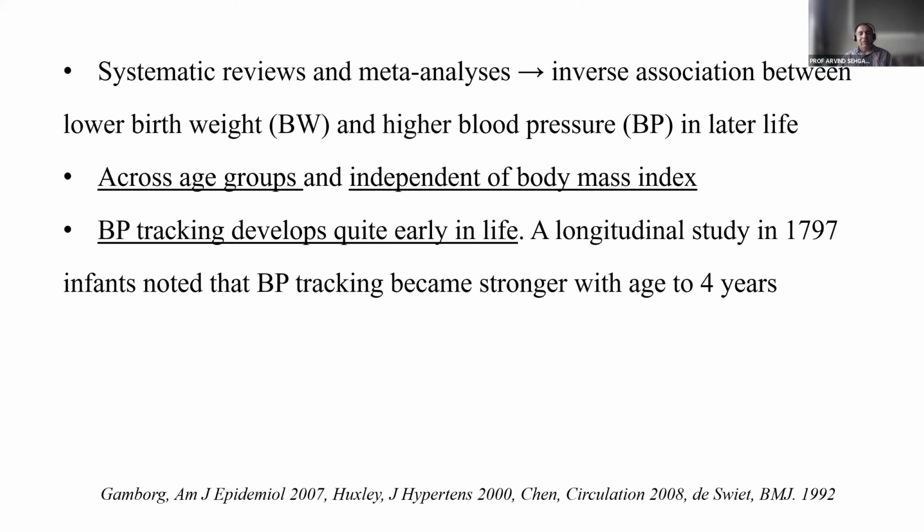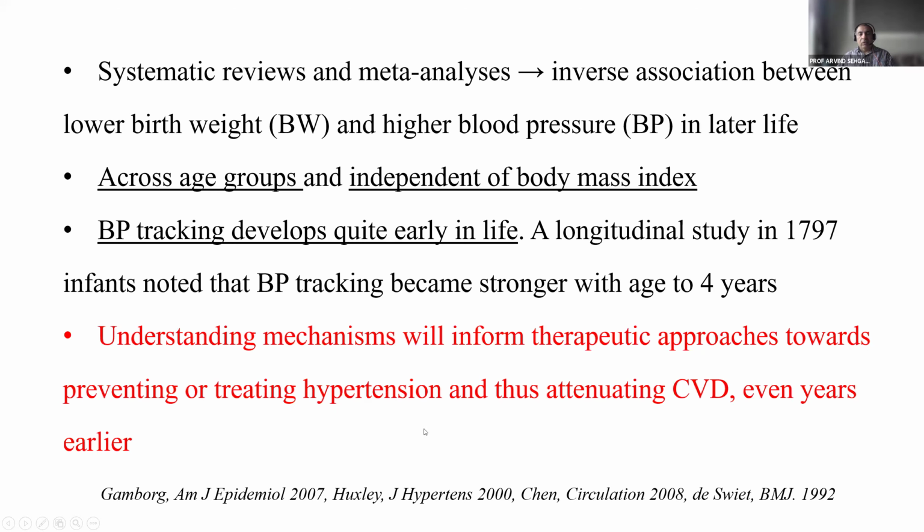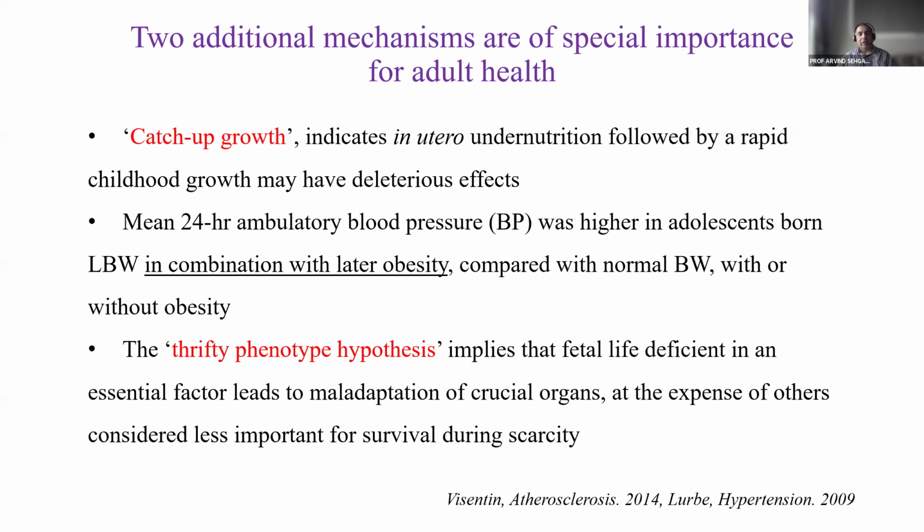Unfortunately, blood pressure tracking can develop quite early in life. A study which looked at close to 2,000 infants noted that you can track blood pressure very confidently from 4 years of age. So it's important that we understand the mechanisms, and especially that adult cardiologists ask their patients about the birth history. Unless we understand why this is happening, it would not be easy for us to address the high prevalence of hypertension in the adult age group.